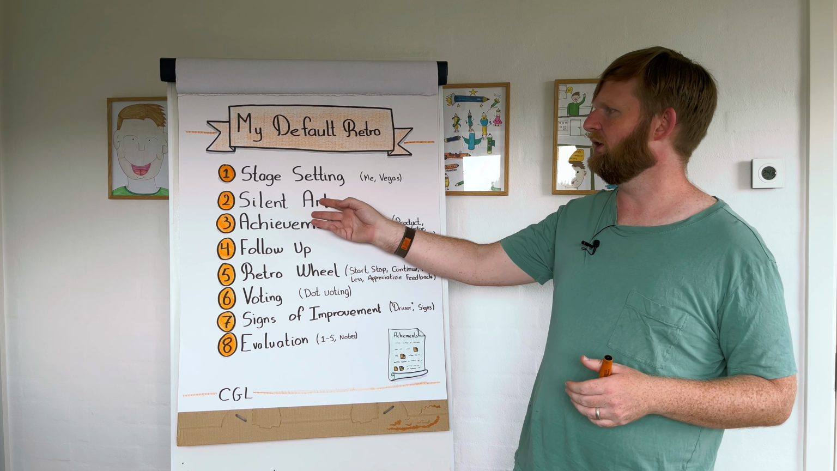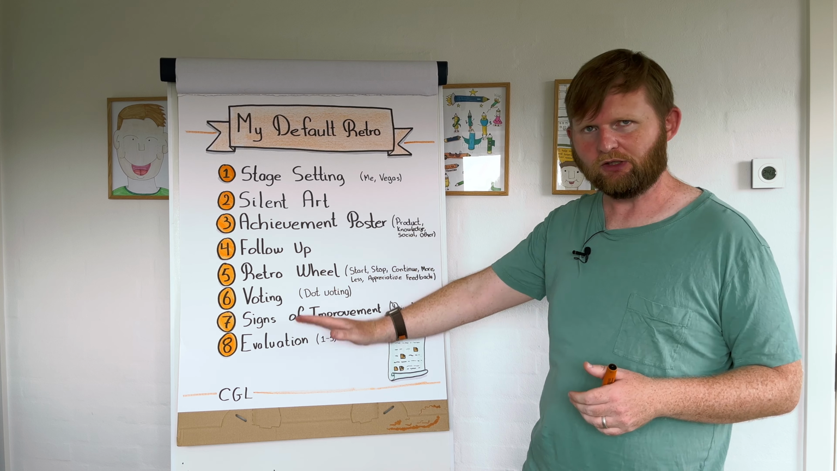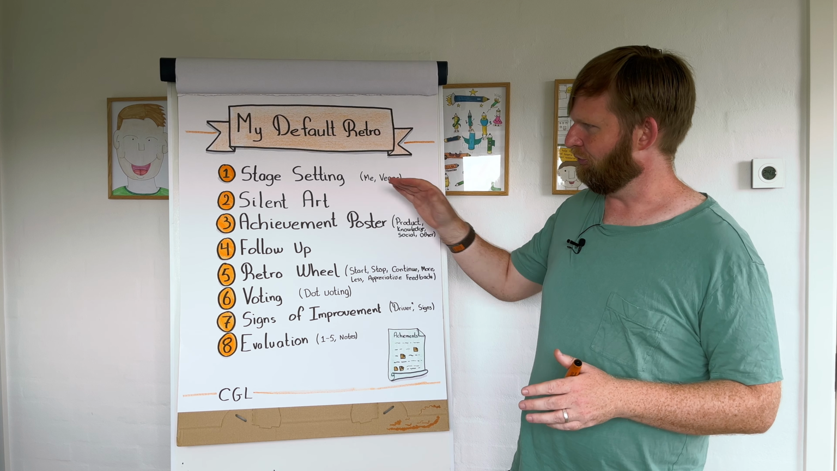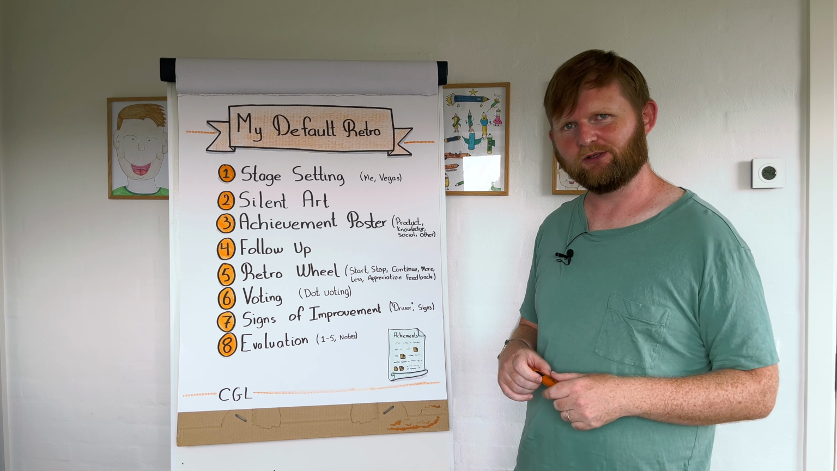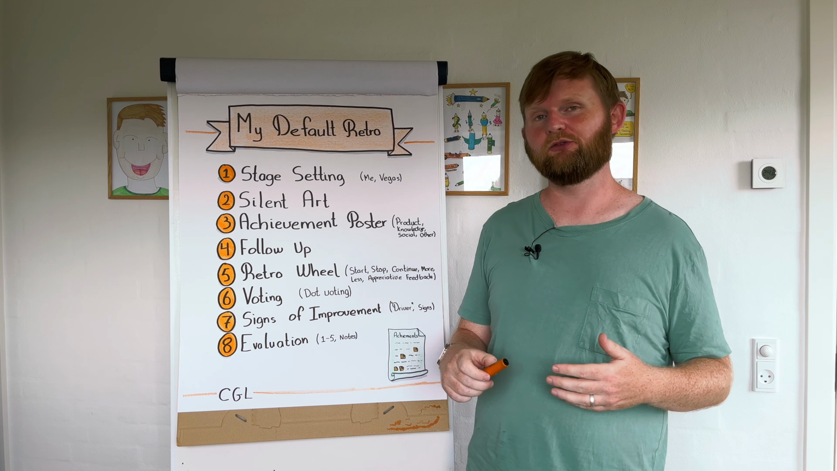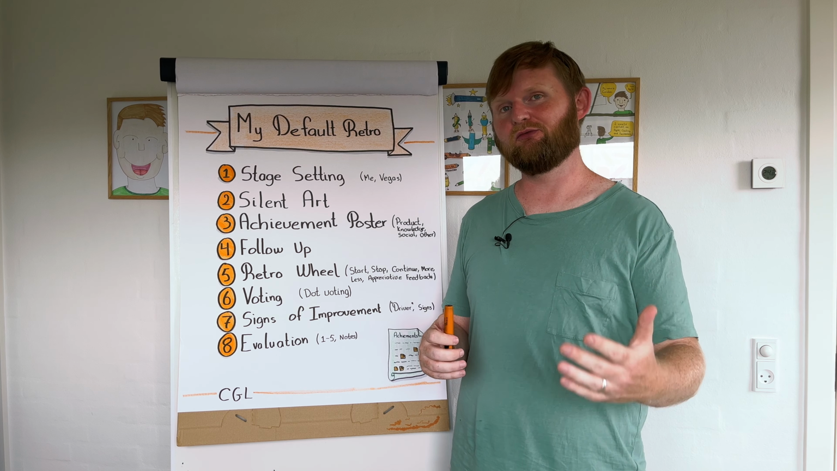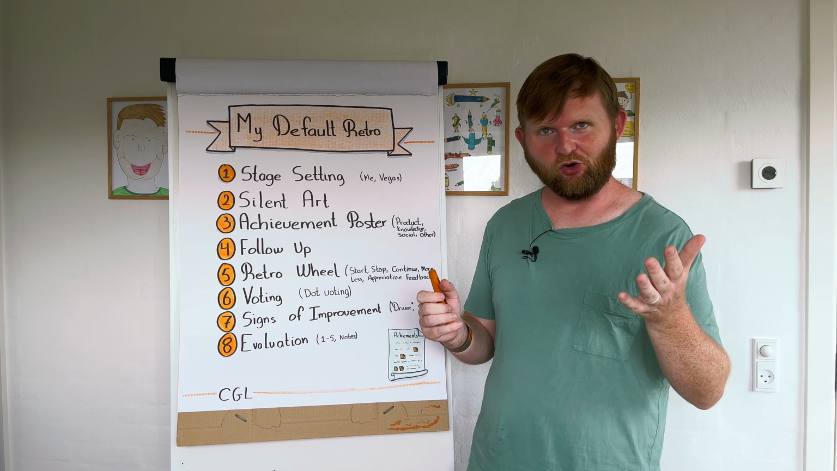And then yes, we could maybe switch out this one or switch out the retro wheel, but I would keep the structure somewhat the same, at least for quite a period of time, so people get used to it. So that was my default retro. I'm super curious to hear if you have similar default retrospectives that you use, and hopefully you're willing to share.